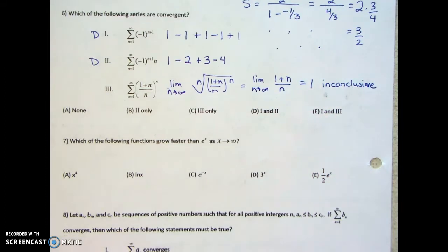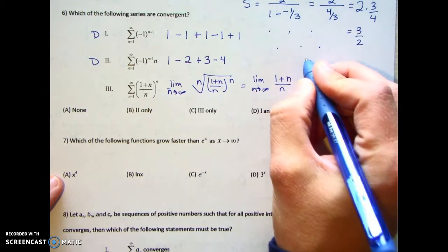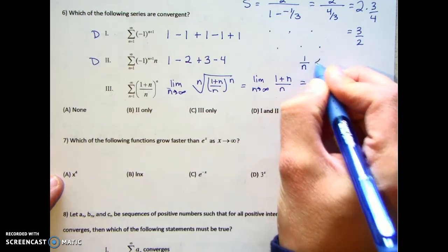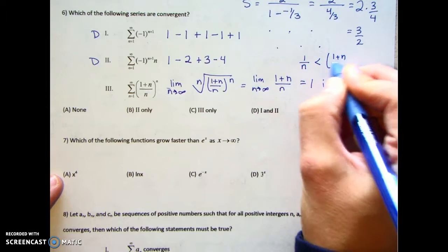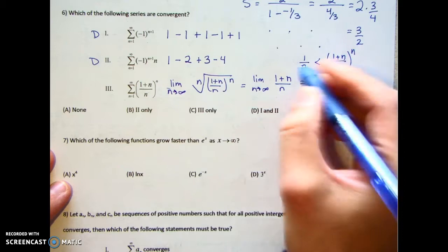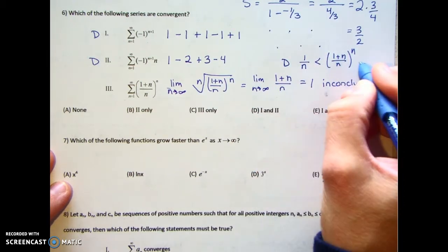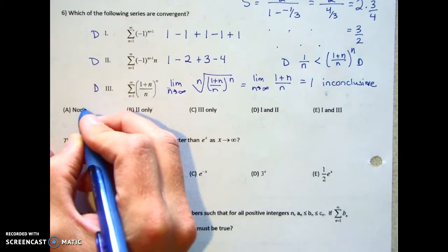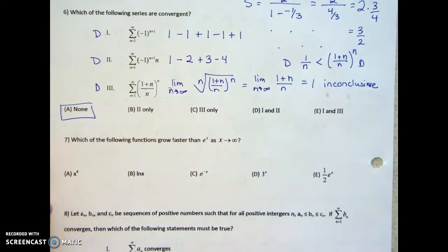Okay, how else should we do this? We're going to compare it. Let's compare it to the harmonic series, because we always know that that diverges. So 1 over n will be less than this, because this is a bunch of junk raised to a power of n. And we know that this diverges, so the bigger one will also diverge. So actually none of these converge.